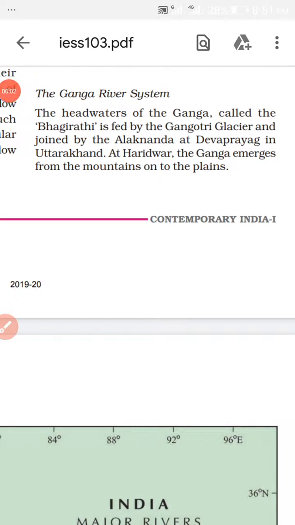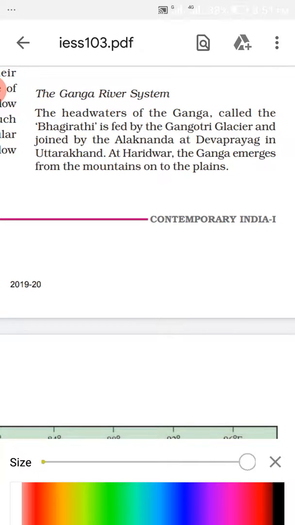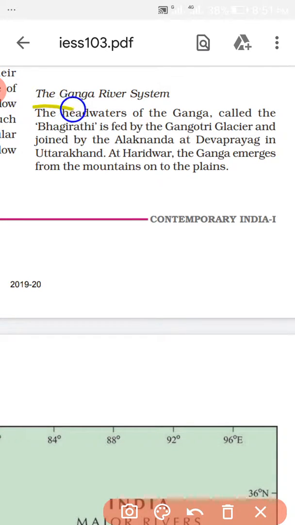Namaste students. We have already studied the drainage of the river Indus, which is a Himalayan river. Now the next important river is the Ganga river system, and this Ganga river starts from the Himalayas, from the Gangotri glacier. There it is known by other names: Bhagirathi and Alaknanda.